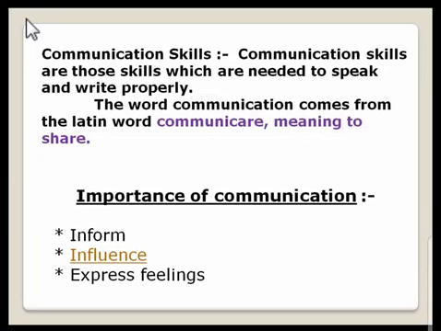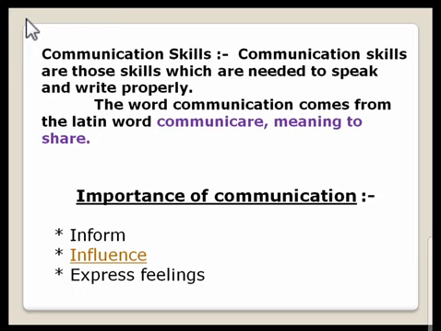Now, the third part is express feelings. Talking about your feelings is a healthy way to express them. Like sharing your feelings or thoughts with your parents and friends.